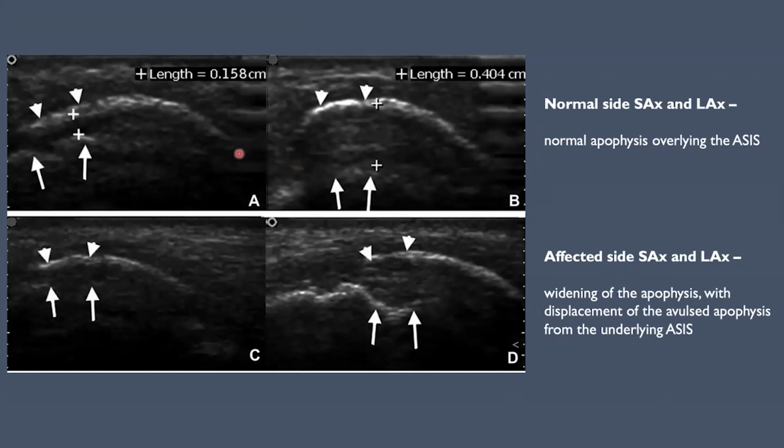These are short axis images. The ones on the left are normal apophysis and the ones on the right are abnormal or injured apophysis. So if you see here, the distance between the apophysis and the underlying subchondral bone is much lesser than that in the injured apophysis. And again, what we see here is the displacement of the apophysis on the injured side with uncovering of the subchondral bone.